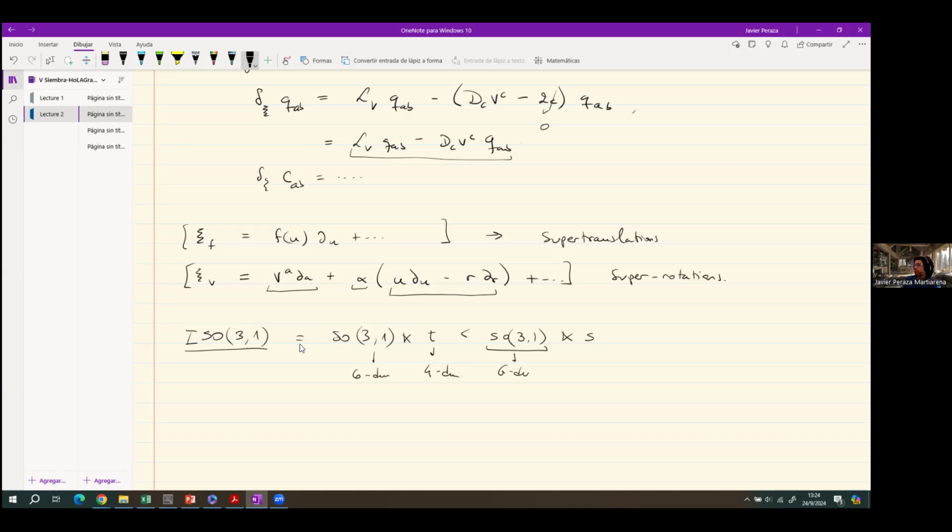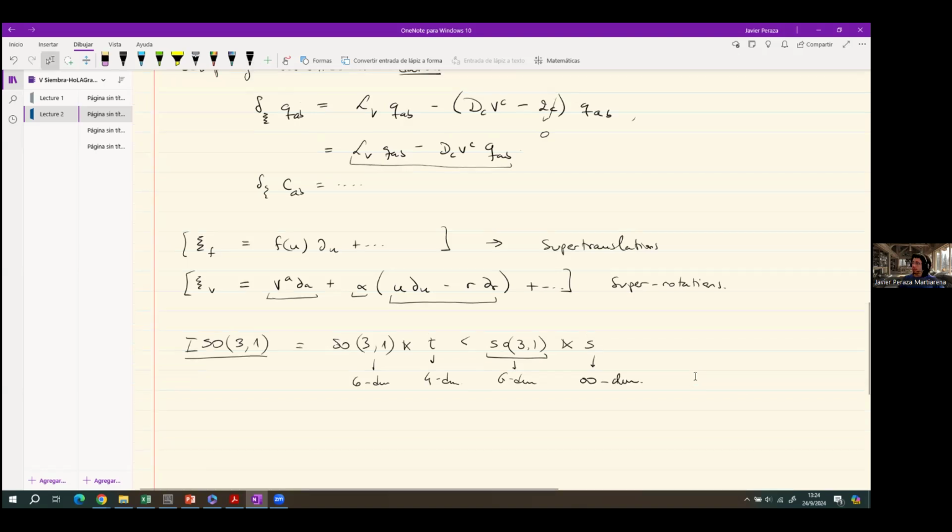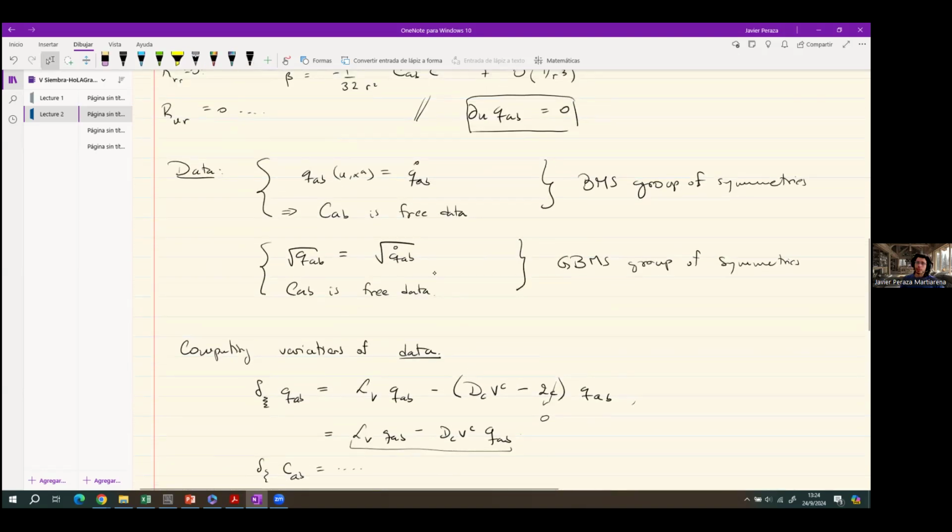So this is six-dimensional, but the super translations are any arbitrary function of U on the sphere, and therefore it's infinite dimensional. So we have actually put Poincaré inside this bigger space, and this is what's called the BMS group, okay? So we have the super translations, infinite dimension, super rotations, all this. This is all good.